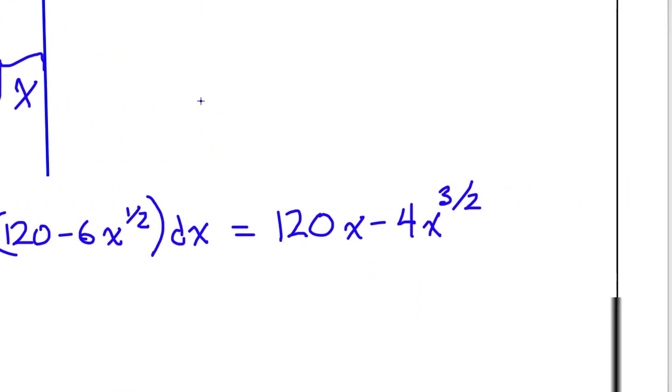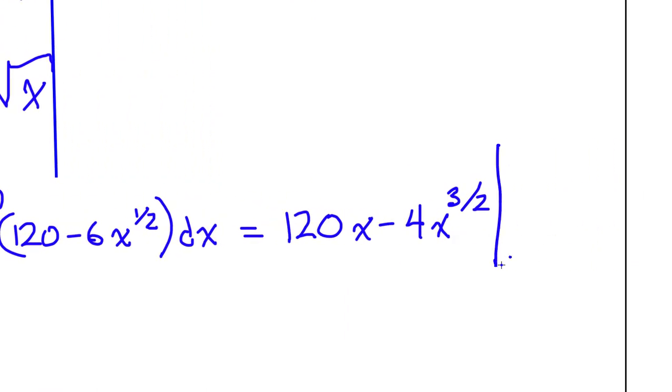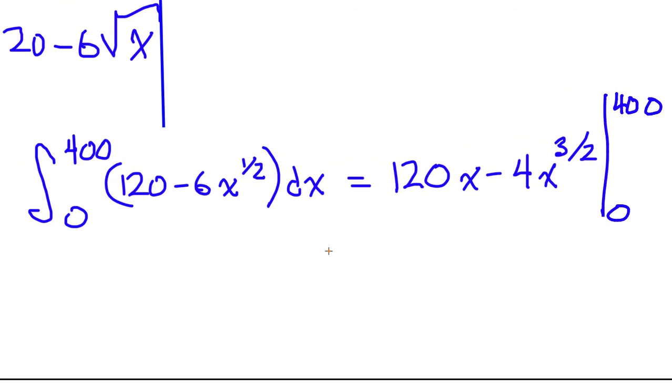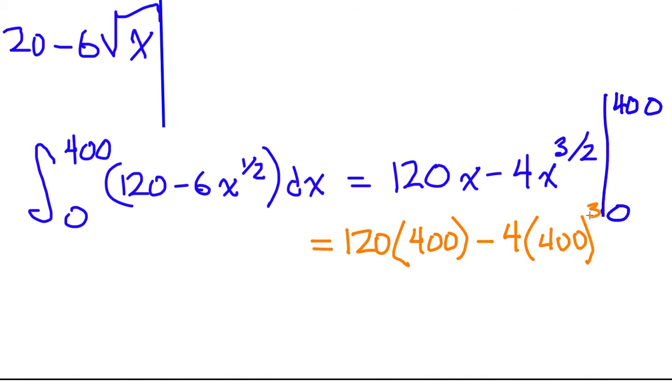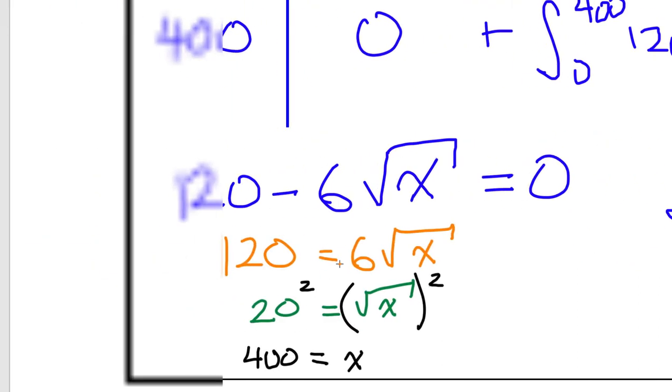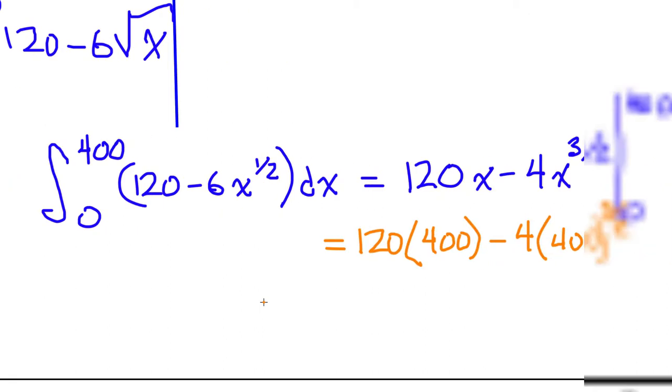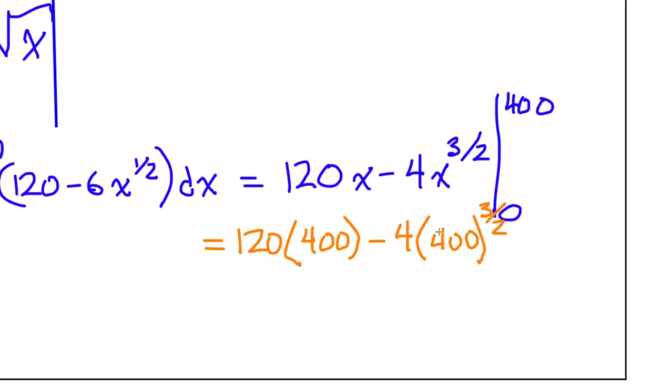All right, and then from here, evaluate between 0 and 400. When we plug in 0, we don't have to worry about it. I just need to plug in 400. So when I plug in 400, I get 120 times 400 minus 4 times 400 to the power of 3 halves. Again, I have to do that 3 halves trick. I take the square root of 400 first, which is 20, and then 20 to the power of 3. So that's 20 times 20 times 20. Is that 8,000? I think it's 8,000, right?